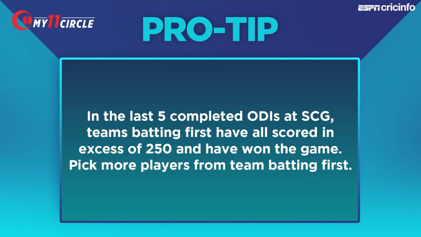And as our pro tip suggests, in Sydney, there's not been much cricket anywhere in the world, but we are looking at the last 5 ODIs at the SCG, and we're seeing that the 5 completed games suggest that scores in excess of 250 are good enough for teams batting first. They've won on every occasion. So our pro tip, Tom, says that we should pick more players in our fantasy from the team that wins the toss and bats first. Does that make sense to you?